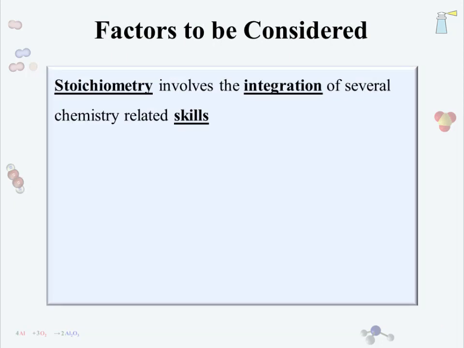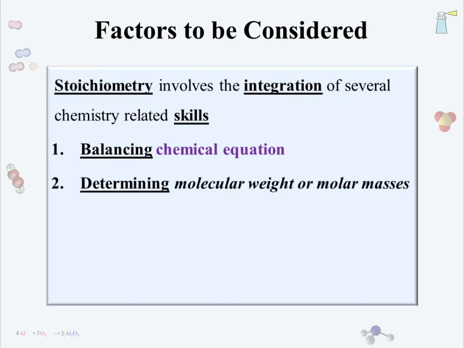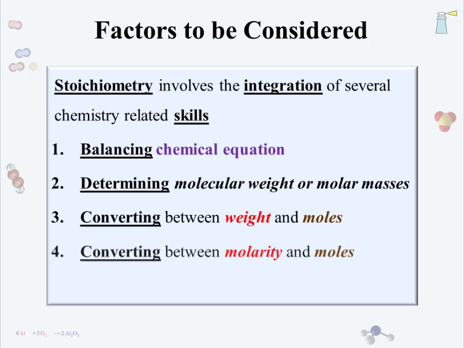Stoichiometry involves the integration of several chemistry-related skills. Above all, stoichiometry requires a capacity to balance chemical equations. The student needs to be able to determine molar weights or molar masses. It's also necessary to be able to convert between weight and moles, and to convert between molarity and moles. These last two skills are developed in the mole series of lectures.